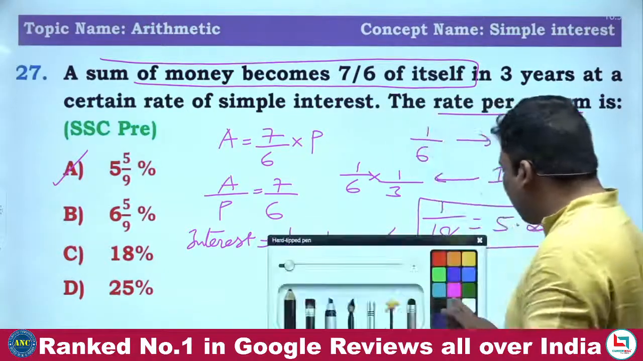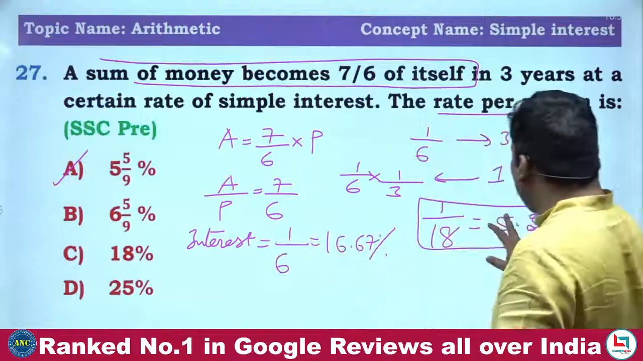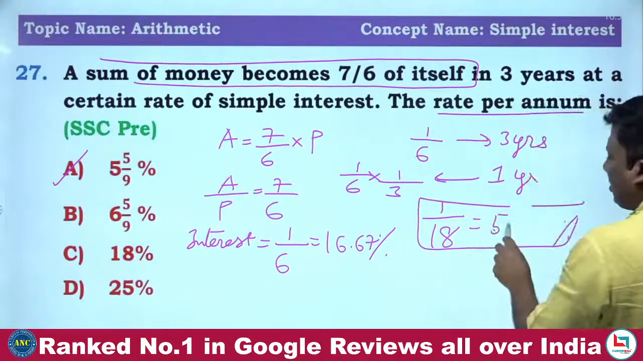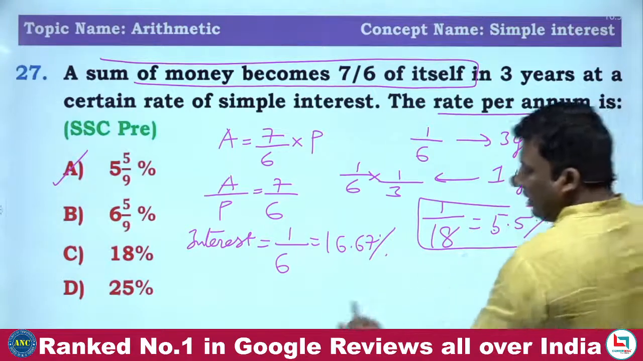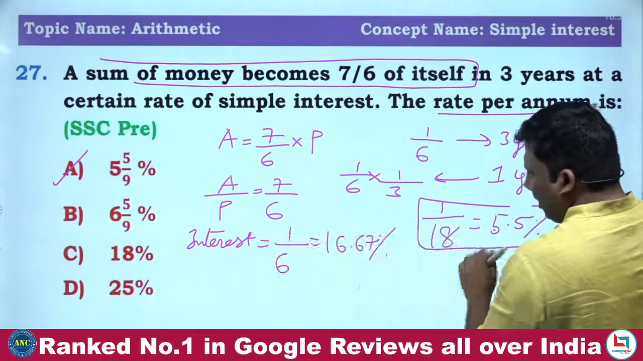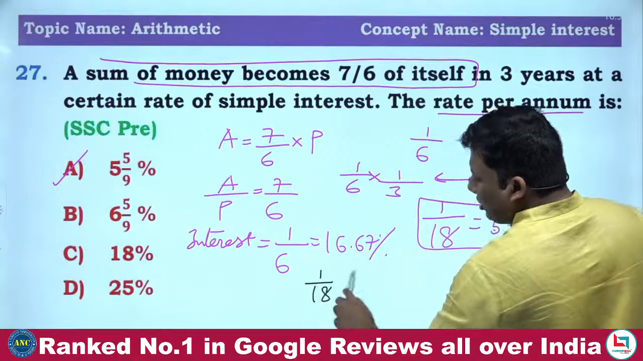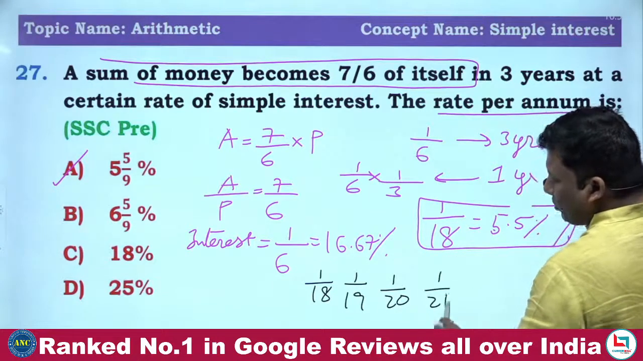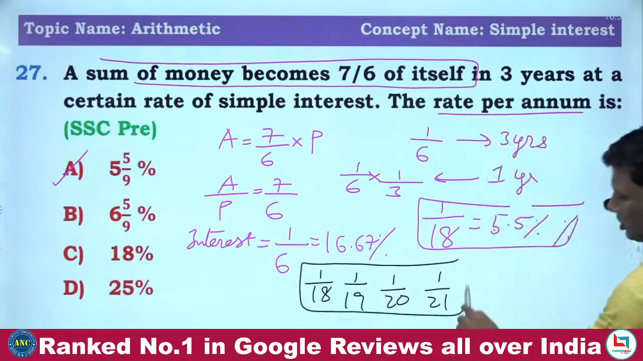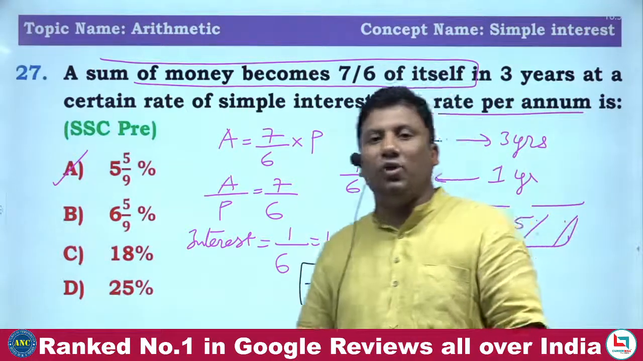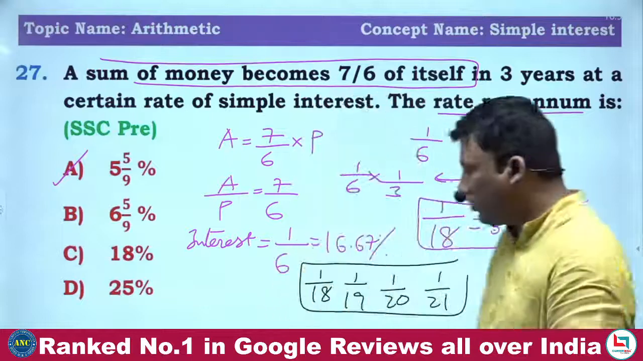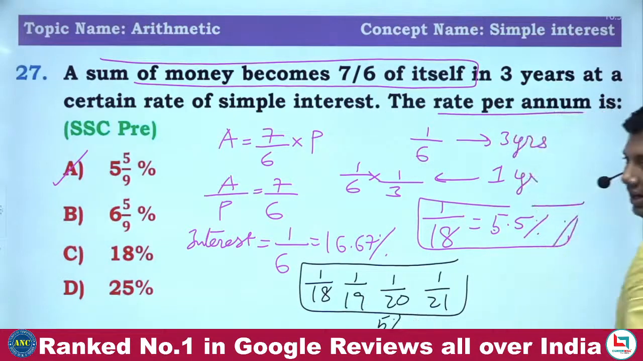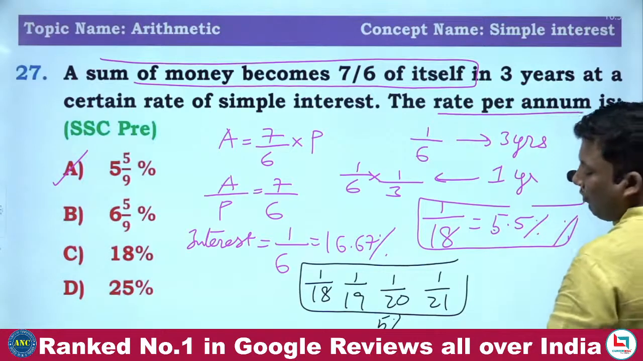See here, you can remember 1 by 18 as 5.5%. Now listen carefully, sir. 1 by 18, 1 by 19, 1 by 20, 1 by 21: these 4 fractions go together. 1 by 20 is 5%. They go with a deviation of 0.25.